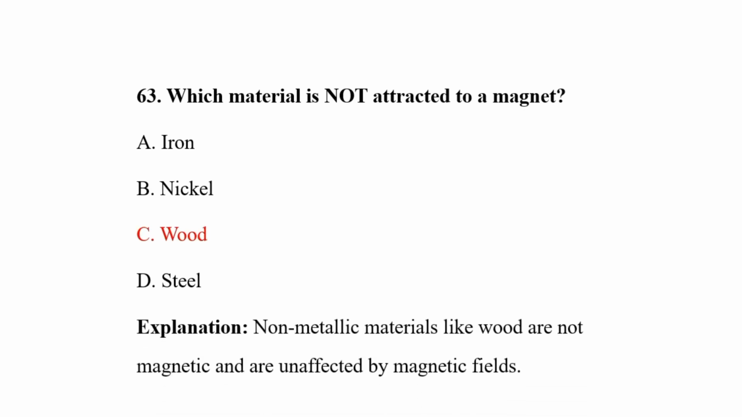Question number 63. Which material is not attracted to a magnet? A, iron. B, nickel. C, wood. D, steel. The answer is wood. Non-metallic materials like wood are not magnetic and are unaffected by magnetic fields.